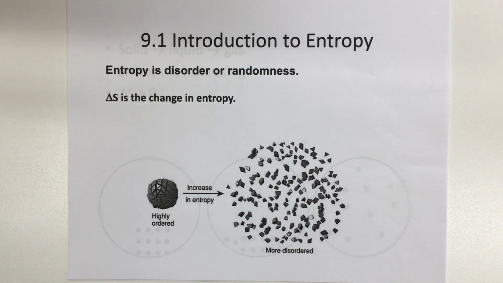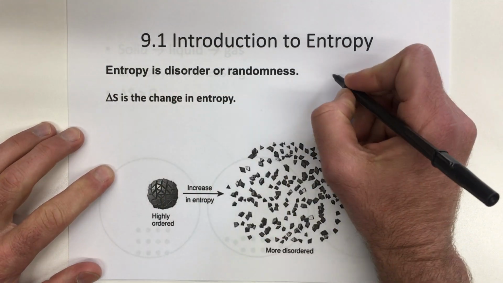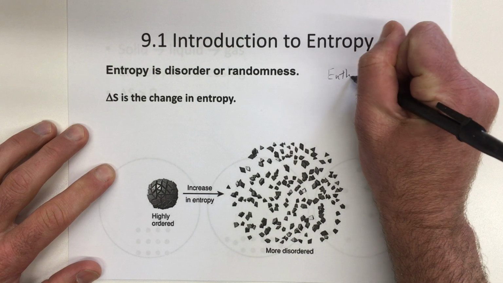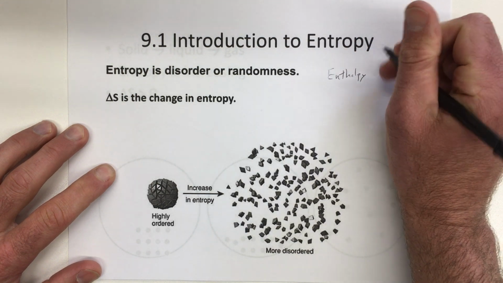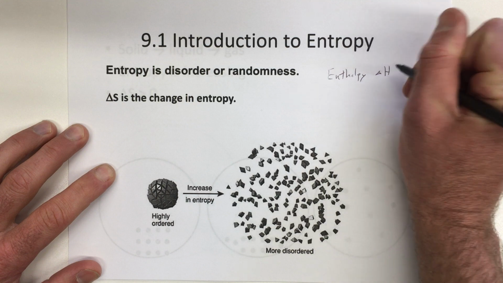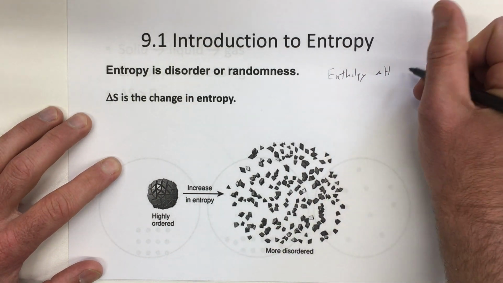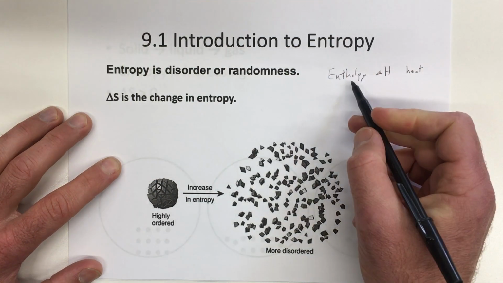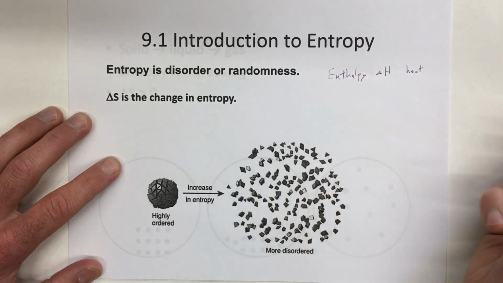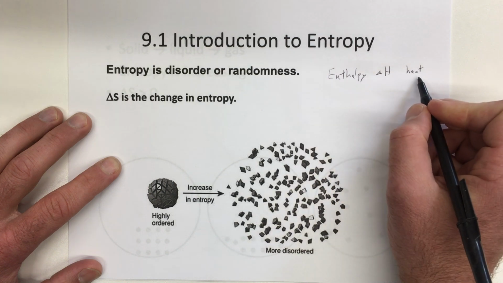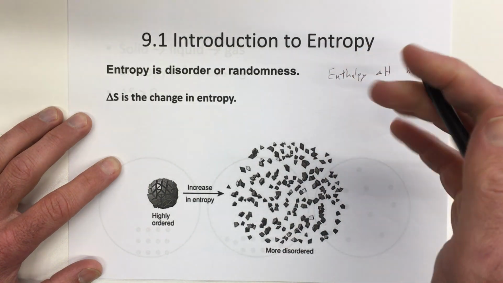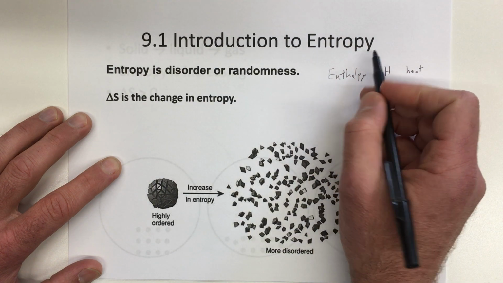What entropy means is disorder or randomness. Entropy sounds really similar to enthalpy, which we talked about earlier in the year. Enthalpy was represented by delta H for an enthalpy change, and enthalpy was heat. So the words are really similar, but I don't want you to get them confused. Enthalpy is heat, so it's how much heat is released or absorbed during a reaction, if it's endothermic or exothermic. And then entropy is something else.